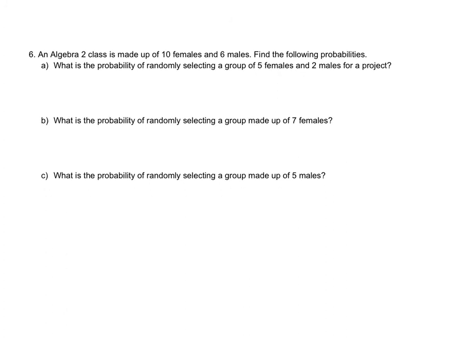Next we have that an Algebra 2 class is made up of 10 females and 6 males, and we want to find the following probabilities. So what is the probability of randomly selecting a group of 5 females and 2 males for a project? So in our numerator, we have 10 females, and we're choosing 5 of them, and we have 6 males, and we're choosing 2. And then in our denominator, there's a total of 16 students, and we're choosing 7 of them for our project.